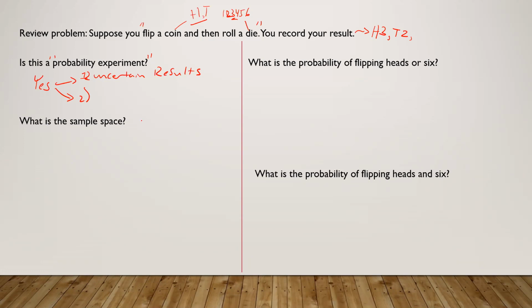Okay, so it's uncertain results. But then the other thing that needs to happen to be a probability experiment is it needs to be repeatable. Okay, meaning I can just redo this experiment over and over and over and over again, which I can, right? Like I can flip a coin and roll a die as many times as I want.